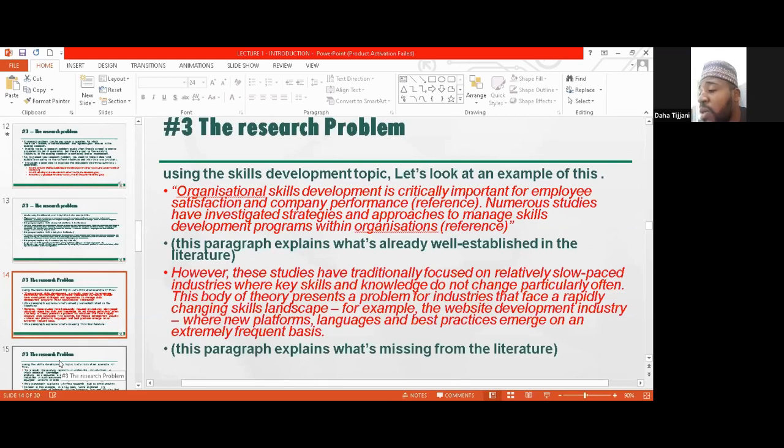So using the skills development topic still, let's look at another example. Organizational skills development is critically important for employee satisfaction and employee performance. Okay, sorry, this is a repetition.